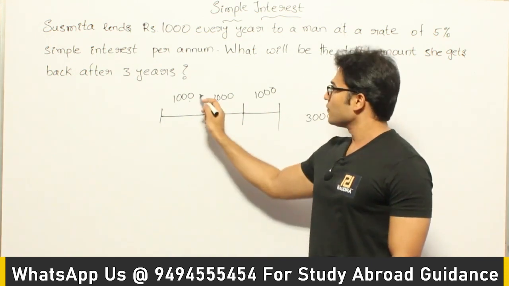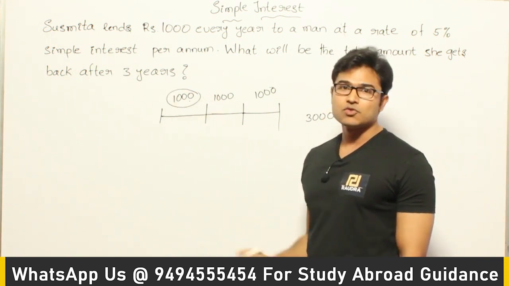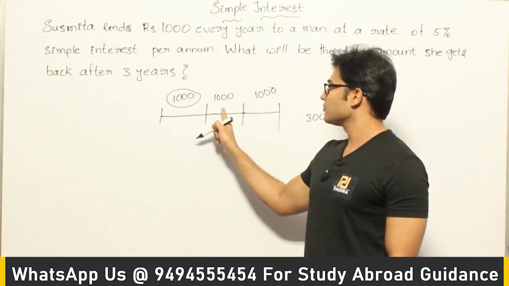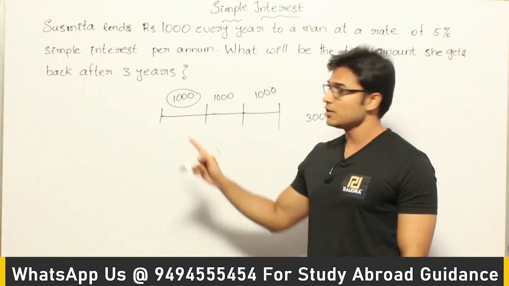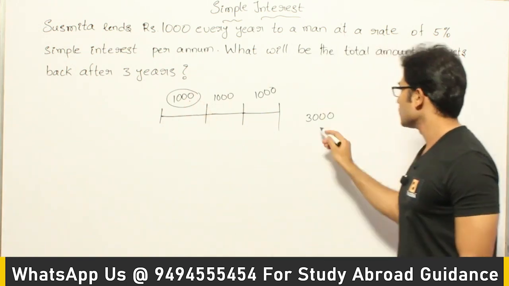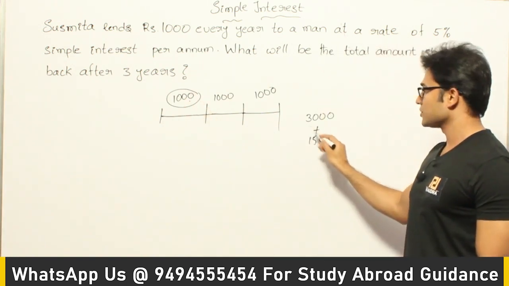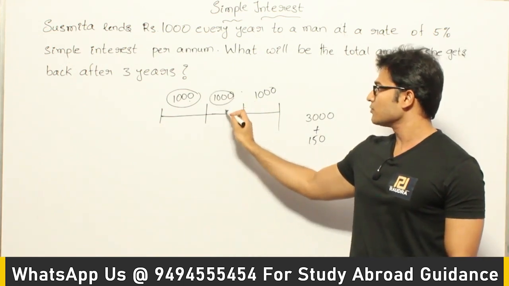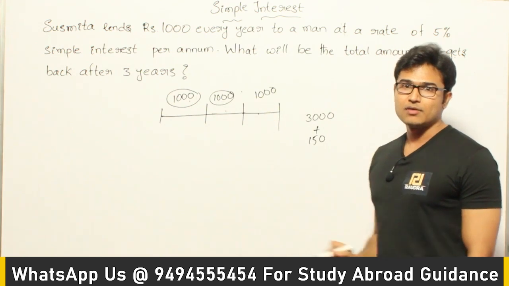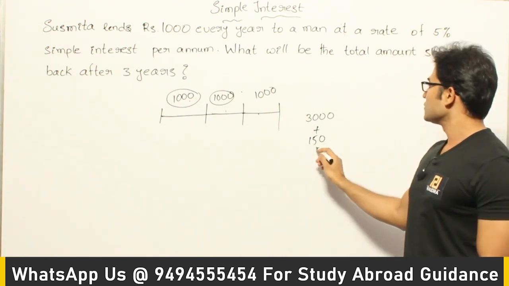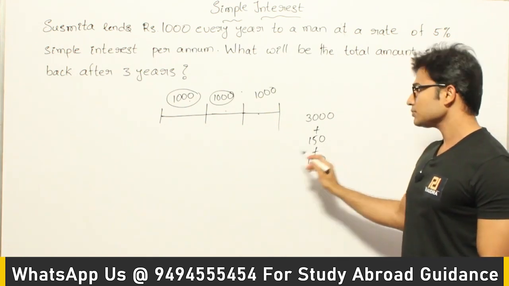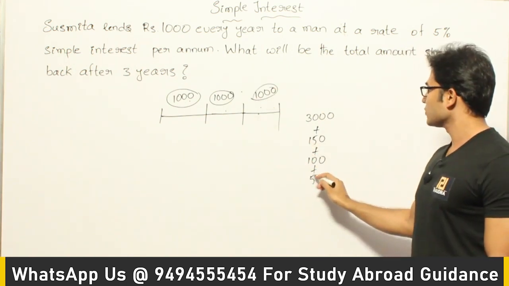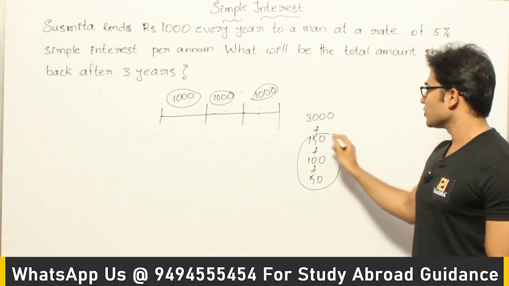Got it? So this first 1000 is going to earn 50 rupees every year, which means 50 here, 50 here, 50 here. Therefore 150 for the first 1000, right? So 150 for the first 1000, and the second one is this one, right? So this one is going to earn 50 here and 50 here, right? For the first year and second year. Now it is going to be 100, and for the third one, only for 1 year it is invested, therefore 50.